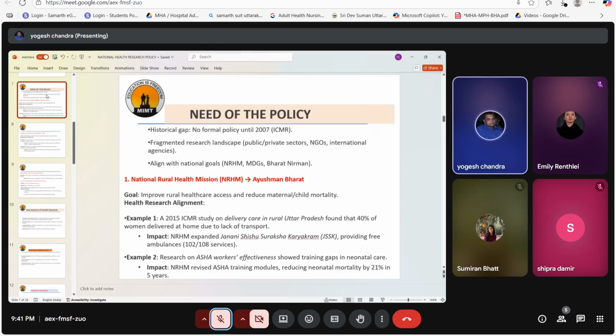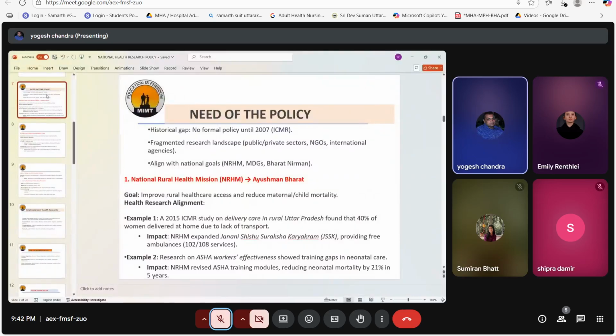Then a fragmented research landscape was there. Public health personnel were doing research, private sectors were doing it, NGOs were doing their own, and international agencies were conducting their own health research. And it was all fragmented because there was no single platform. So everybody was doing it in their own manner, however they liked.